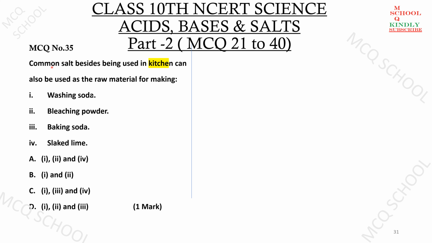MCQ number 35. Common salt, besides being used in the kitchen, can also be used as the raw material for making: number 1, washing soda, 2, bleaching powder, 3, baking soda, 4, slaked lime. So what are the best combinations of answer? Maybe there are A, B, C, D, E.